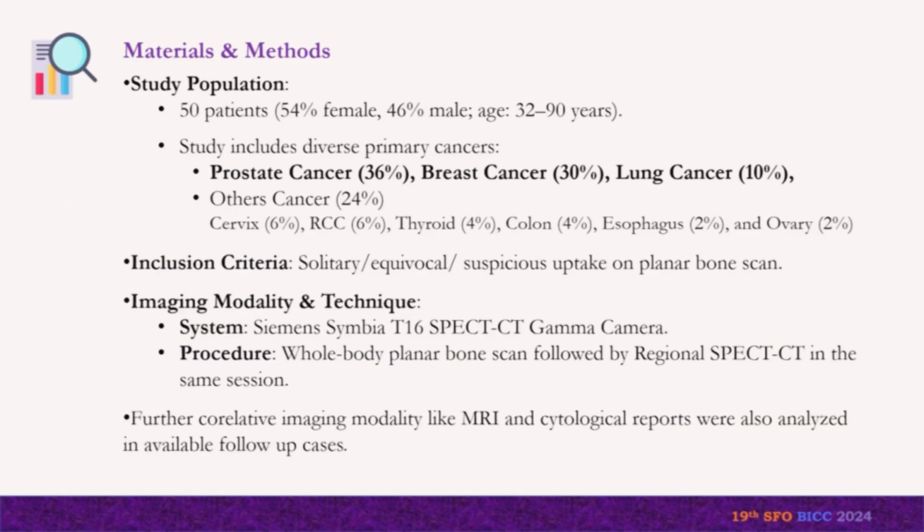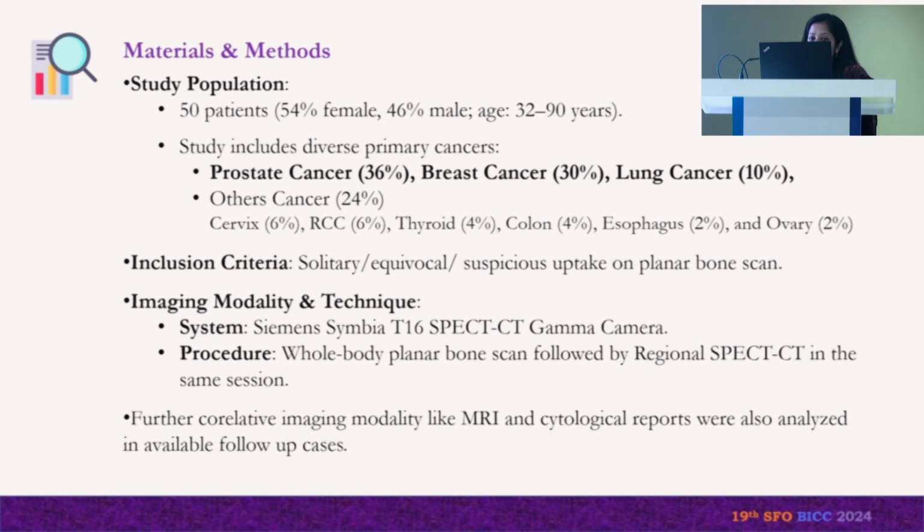Our study population included a total of 50 patients and included diverse primary cancers. Most of them are prostate cancer, breast, and lung cancer. Inclusion criteria was solitary or equivocal or suspicious uptake on planar bone scan. Our imaging modality included Siemens Symbia SPECT-CT gamma camera machine, and further correlative imaging like MRI or cytological report were also analyzed in available follow-up cases.